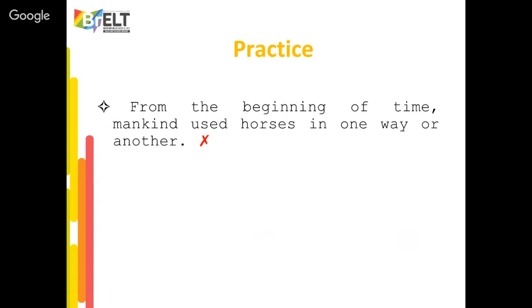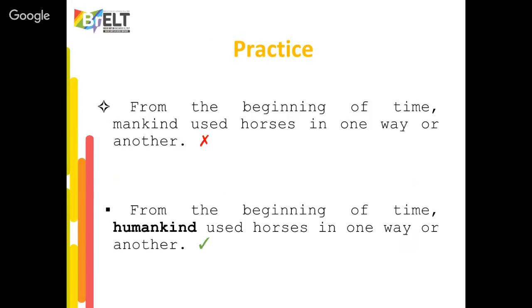The next one was taken from a history school book. It says, from the beginning of time, mankind used horses in one way or another. What's the matter with this sentence? What makes it not so inclusive? So instead of saying mankind, why not using humankind or humans? So from the beginning of time, humankind used horses in one way or another.